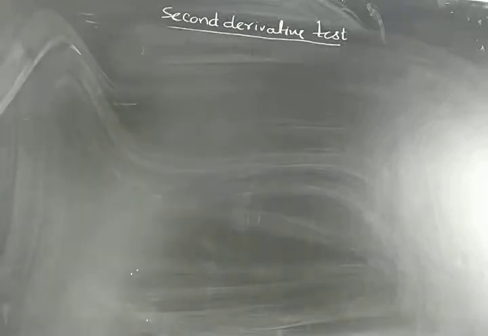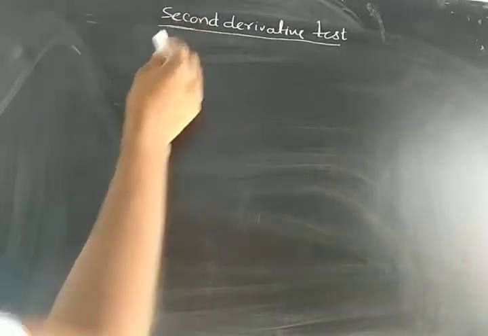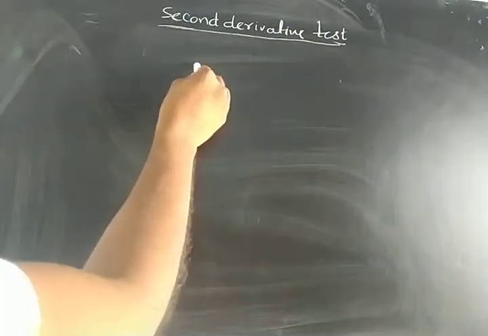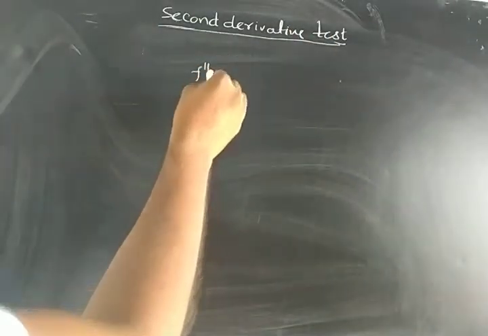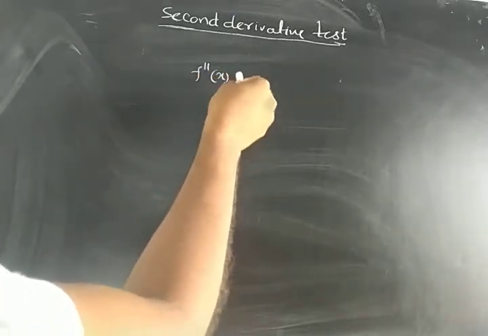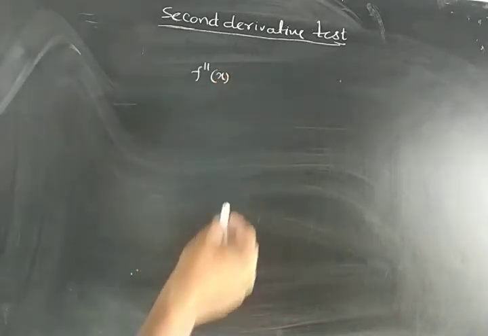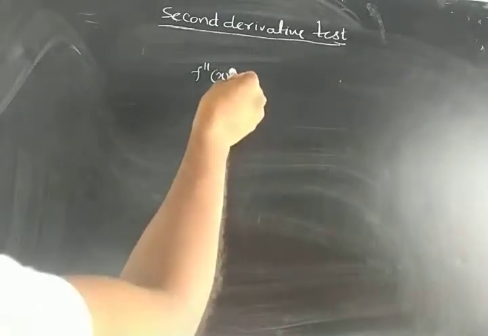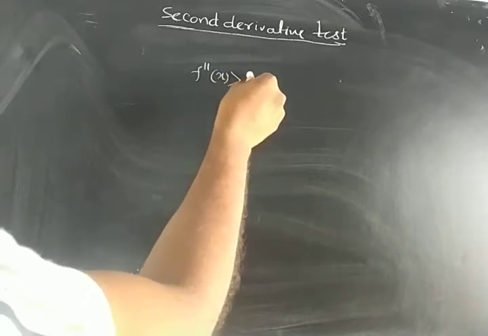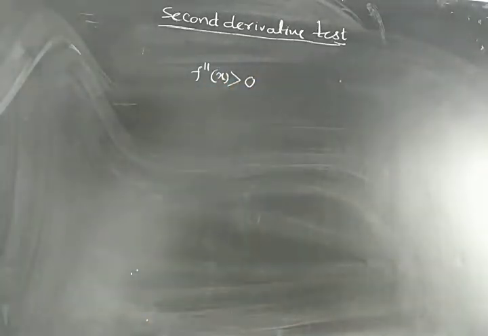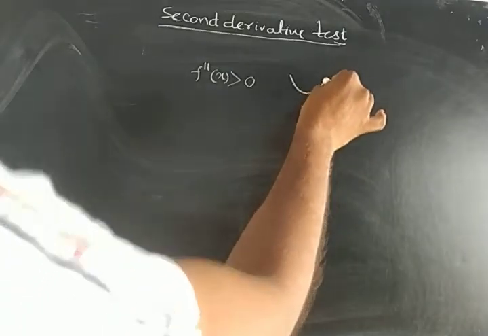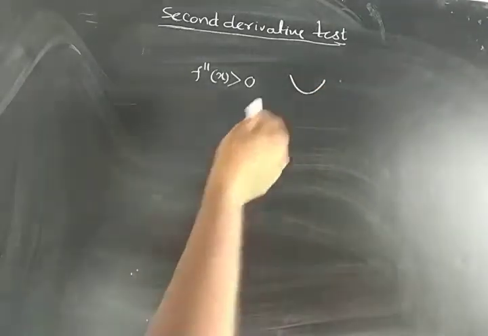Good morning, students. Yesterday we studied the use of the second derivative test for functions, right? What is the use? If you want to check the concavity and convexity of the function in an interval, substitute values from the interval into f double dash of x. If f double dash of x is greater than 0, then concavity is upward, and this is the shape of the curve.